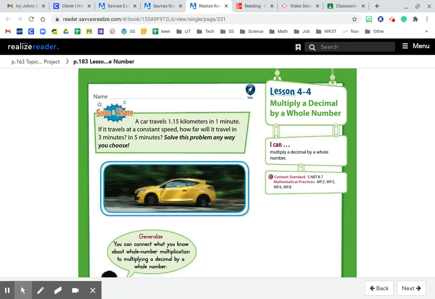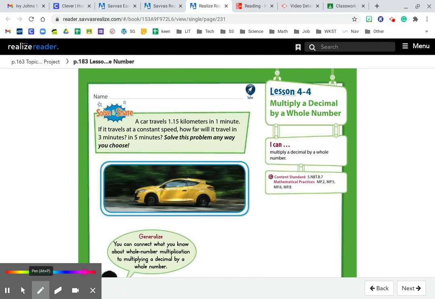Okay, lesson 4-4, multiply a decimal by a whole number. For the solve and share, a car travels 1.15 kilometers in 1 minute. If it travels at a constant speed, how far will it travel in 3 minutes and in 5 minutes? Solve this problem any way you choose.